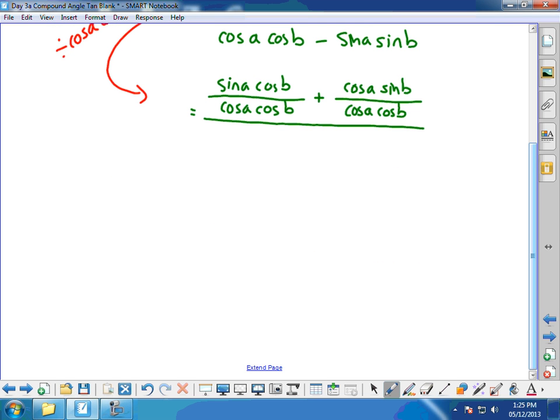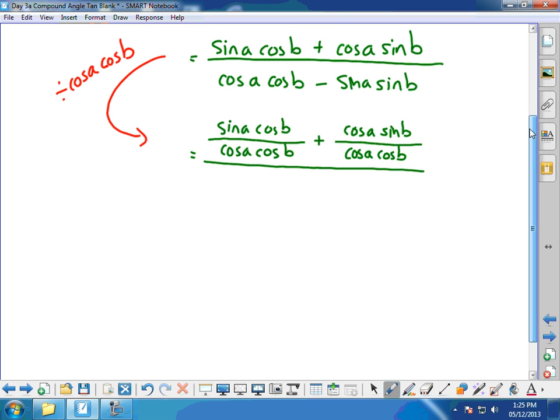Now the bottom. So each term on the bottom: cos A cos B divided by itself, cos A cos B. And then the other one, which is sine A sine B divided by cos A cos B. So each one of these things gets divided.